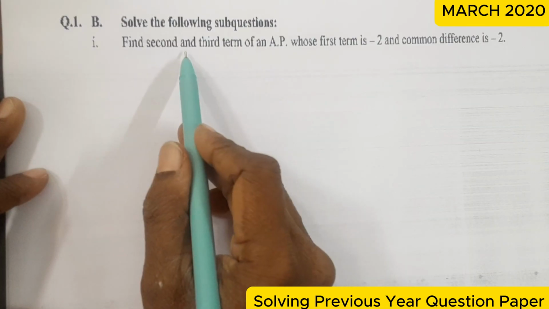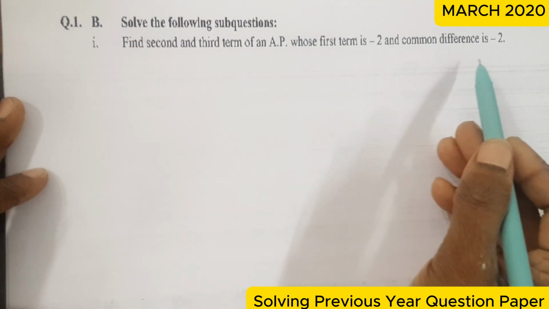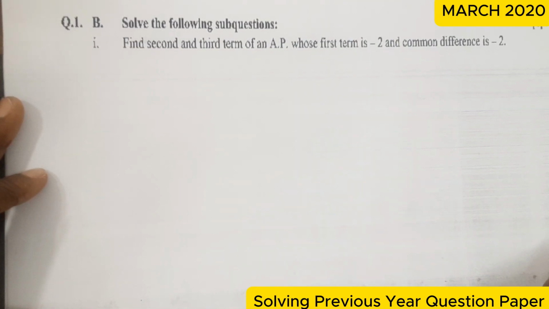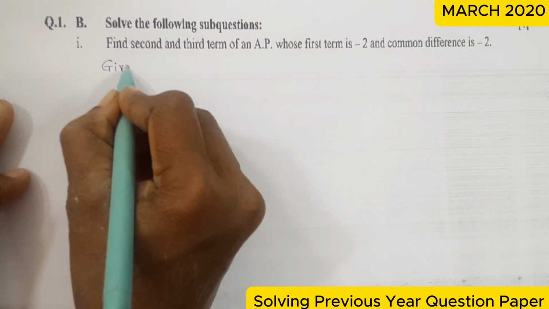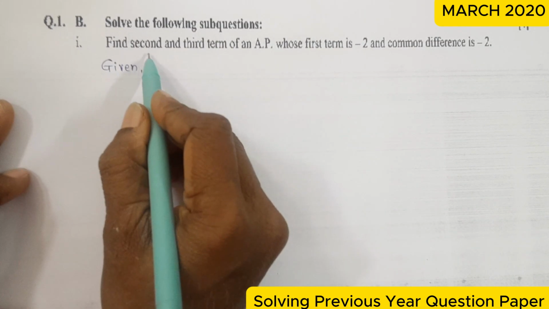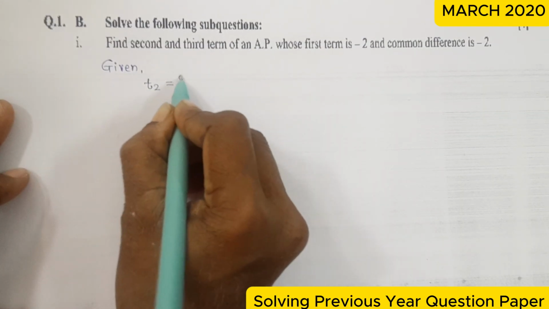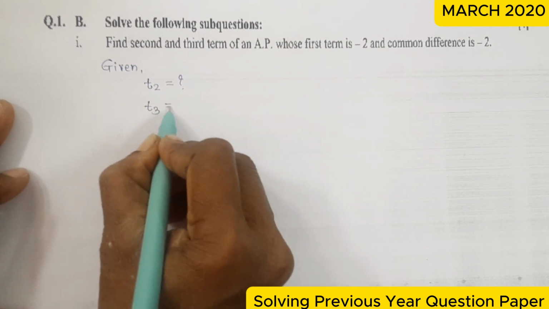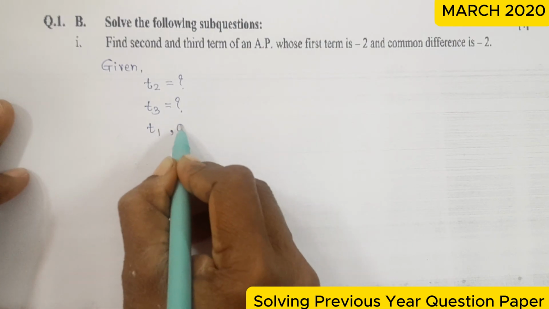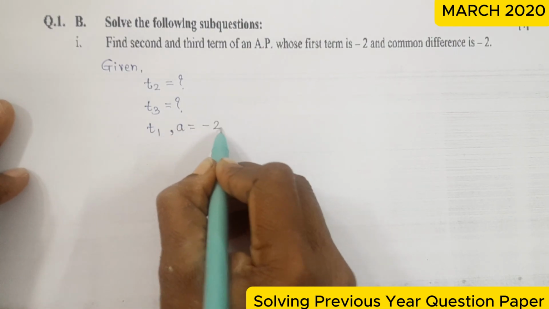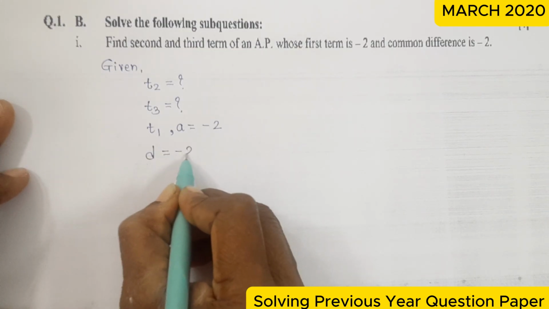First one, find second and third term of an AP whose first term is -2 and common difference is -2. So now here students, first we write down the given. Here given, we need to find the second and third term. So we write T2 is equal to question mark, T3 is equal to question mark. First term, that means T1, you can also write that A is equal to -2. Then common difference is called D, so it is equal to -2.